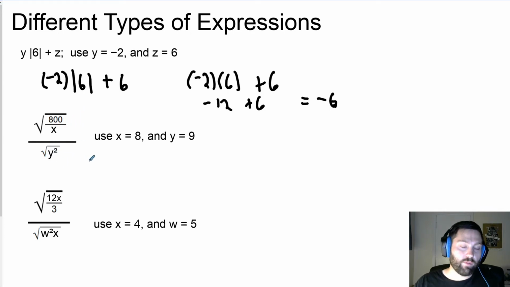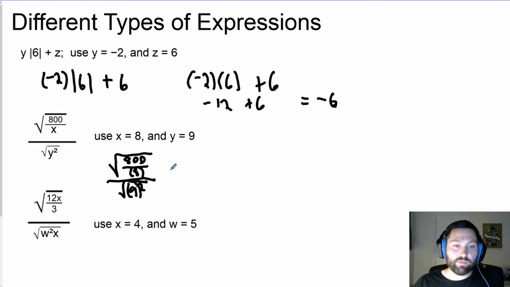y squared into the bottom, and this is a double fraction. This is a complicated fraction, a complex fraction here. You'll learn more about complex fractions later in the year. However, I will tell you that you basically need to do all of the top and then divide it by all of the bottom. So I'm going to substitute this in, so square root of 800 over 8 divided by the square root of 9 squared.